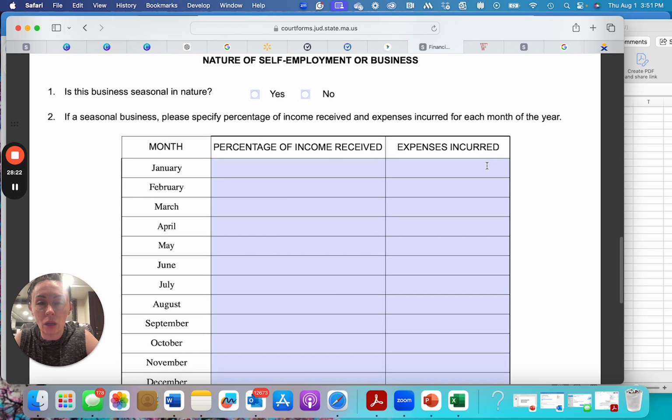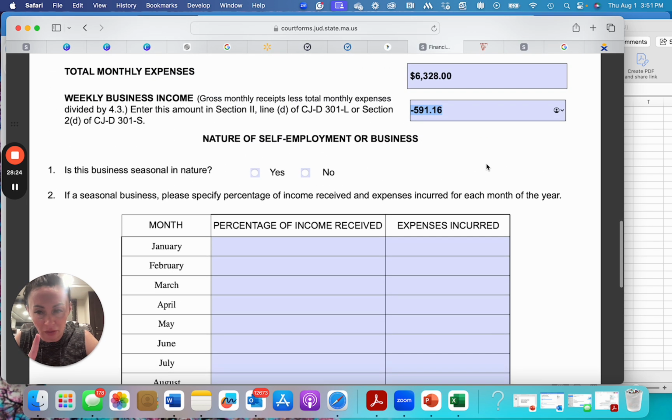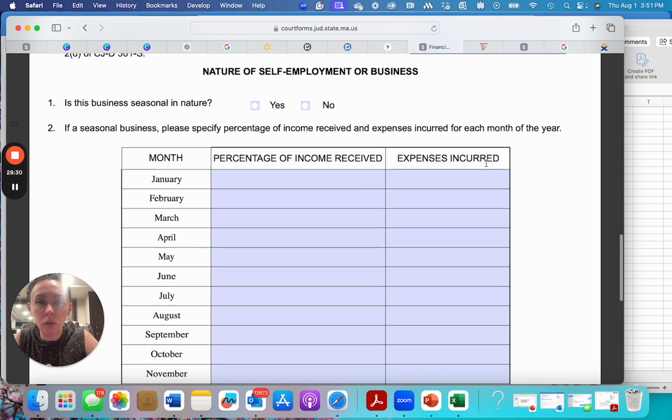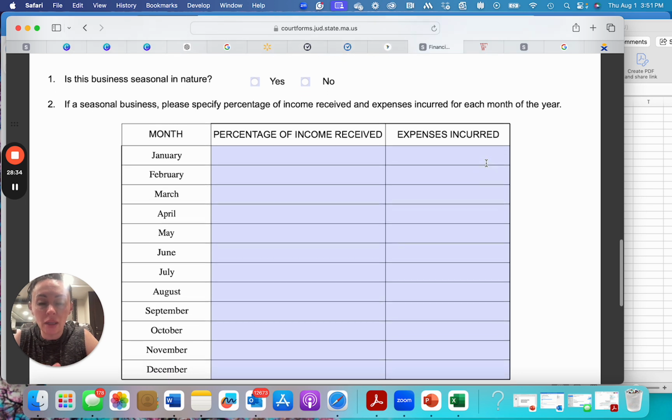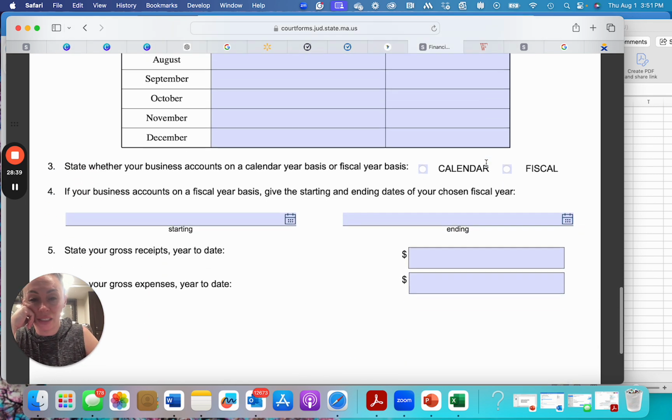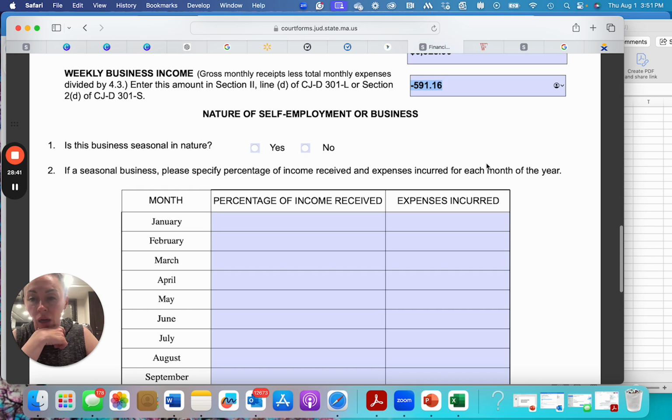Now, hopefully your number isn't in the negative, by the way. Hopefully it is in the positive. But beyond that, nature of self-employment or business. This section is where it can get a little hairy scary if you are a seasonal business. What is a seasonal business? A seasonal business is when you earn most of your money in one given season.